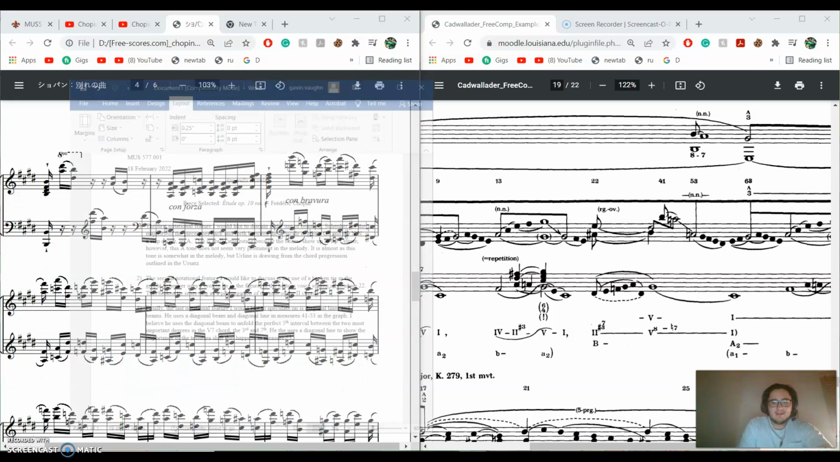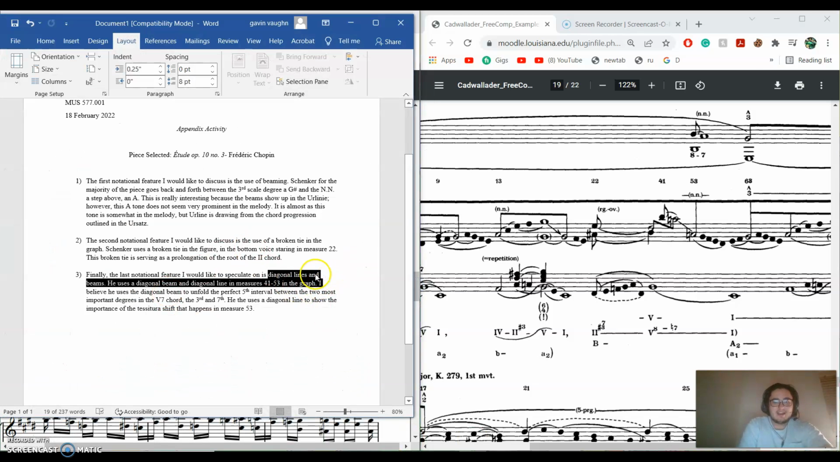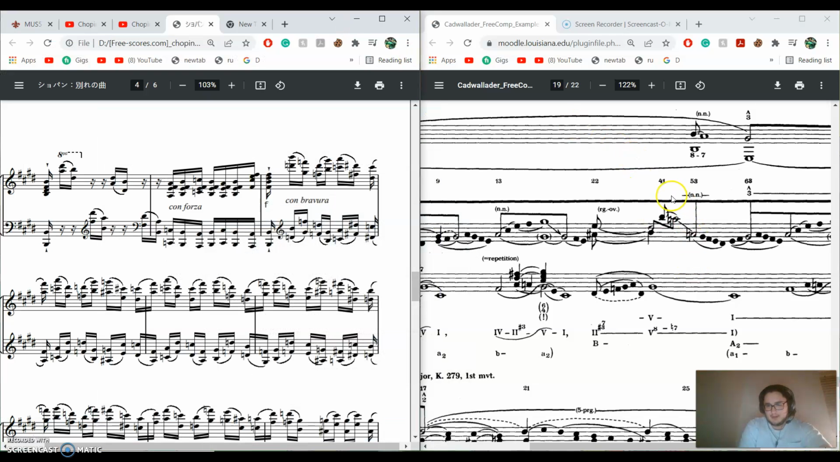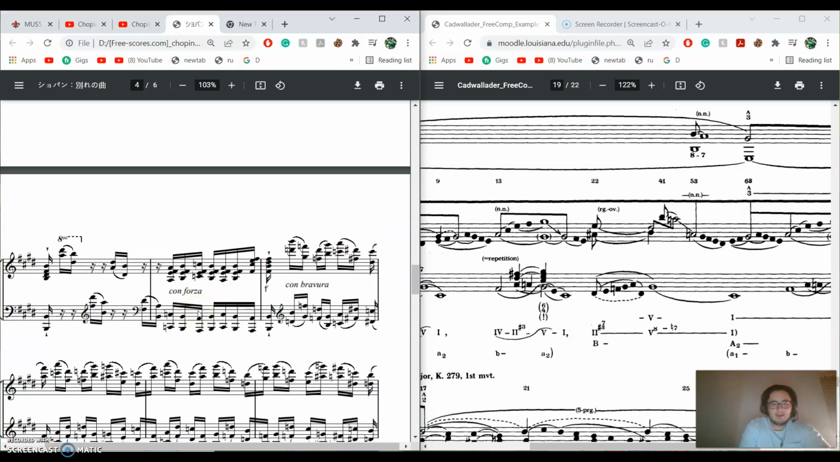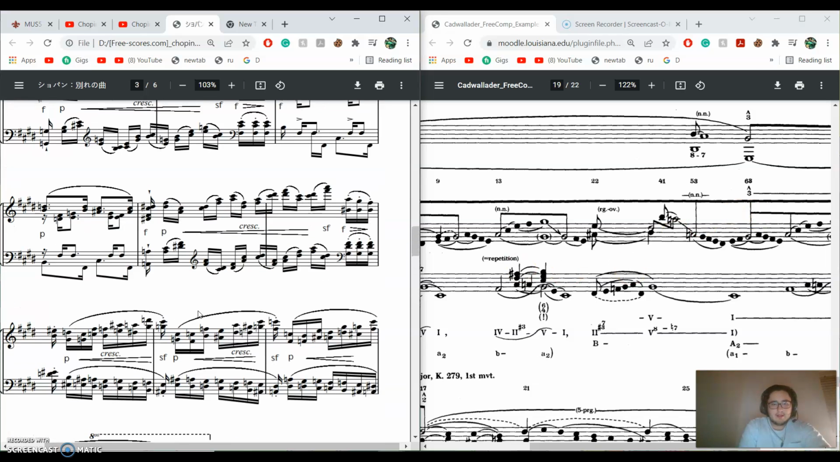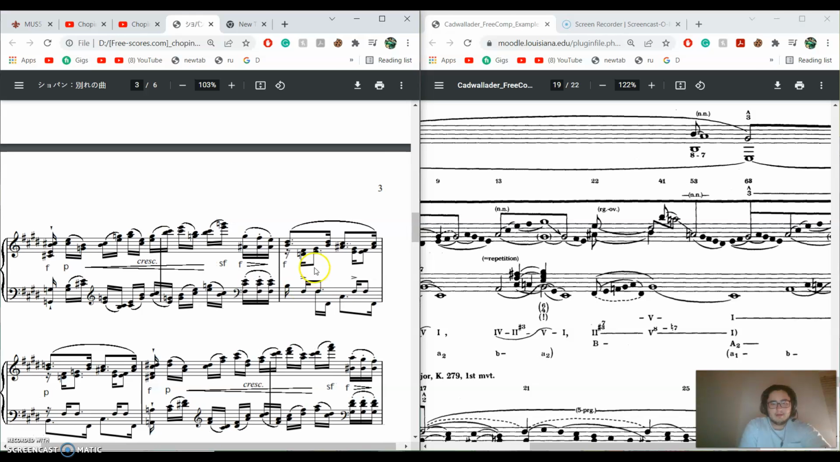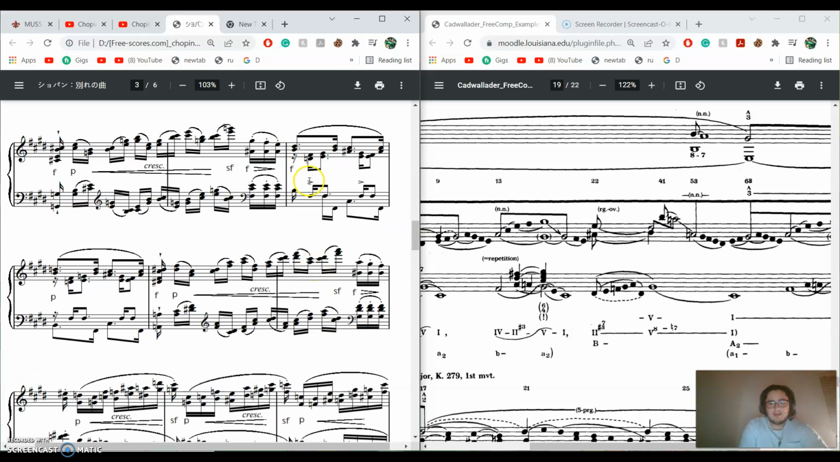The third part is the diagonal lines and the diagonal beaming, seen in the graph from measures 41 to 53. Let me find that again real quick. I think 41 is right here, yes. So that's the chord that I was just talking about. That's kind of where it ends up. And I think this diagonal beaming is kind of interesting.